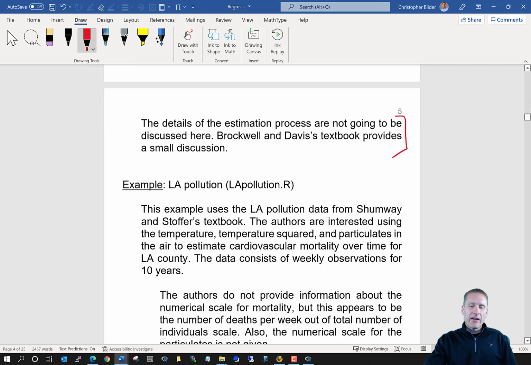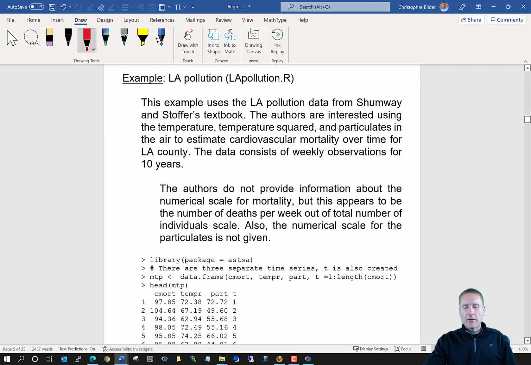Okay, so let's take a look at an example where we can apply these methods. This example comes from Shumway and Stoffer's book. It deals with pollution in Los Angeles. And what the authors are interested in doing is using explanatory variables or independent variables of temperature, temperature squared, and the particulates that are in the air as a way to estimate cardiovascular mortality over time in Los Angeles County.